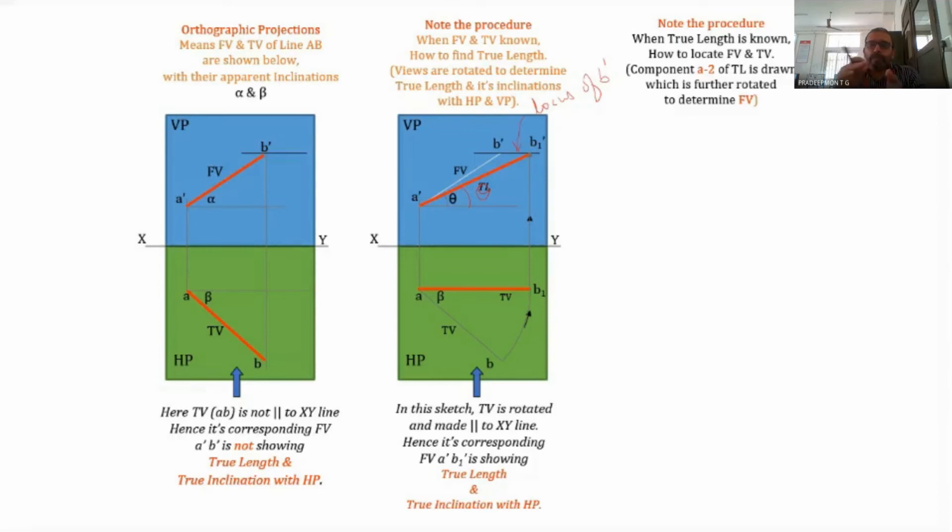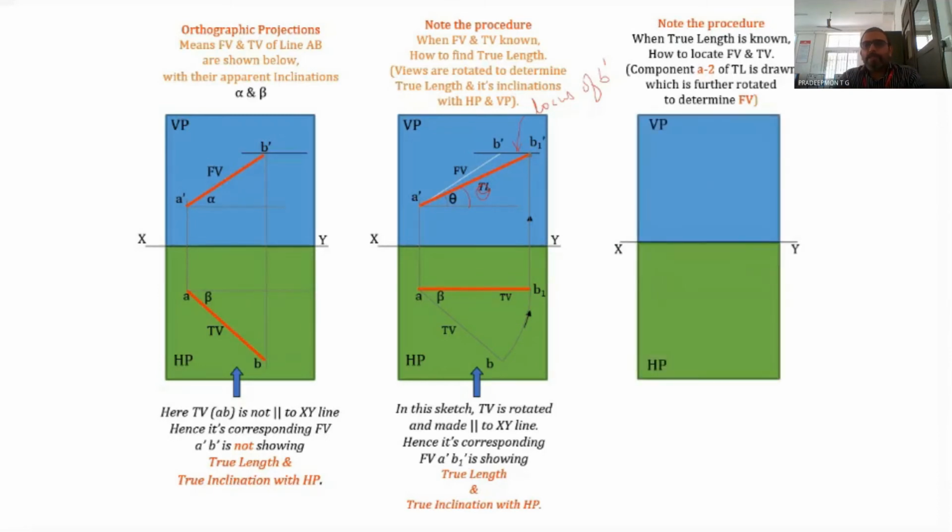Let's see. This is our VP and the HP, and the XY plane is given. So first we mark the projections of one of the points, say A dash and A. That is the front view as well as the top view of the point A. Then we draw the true length line, that is A dash B1 dash, and it is making an angle of theta with the XY line, and theta is the true inclination with the HP. So we draw this line first when the true length is given and the true inclination is given.